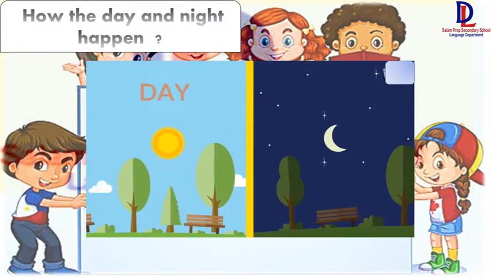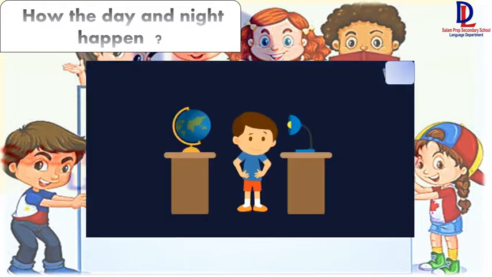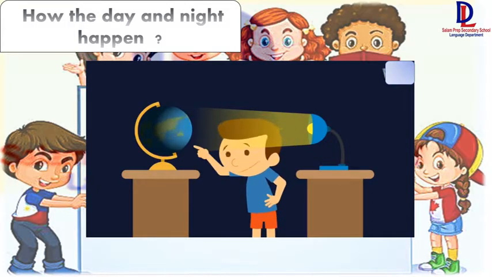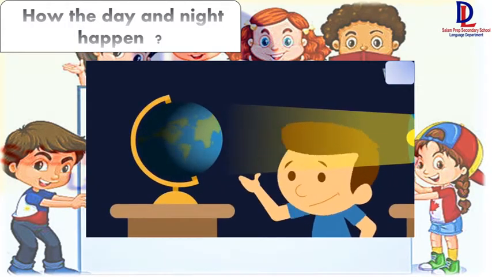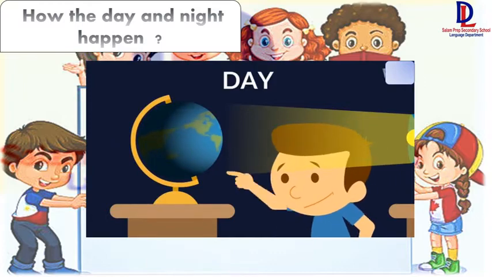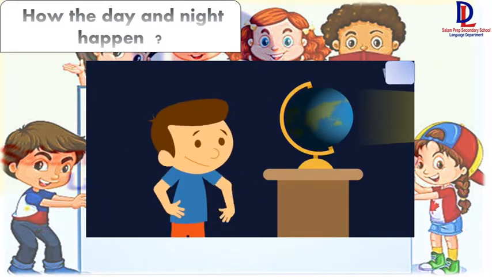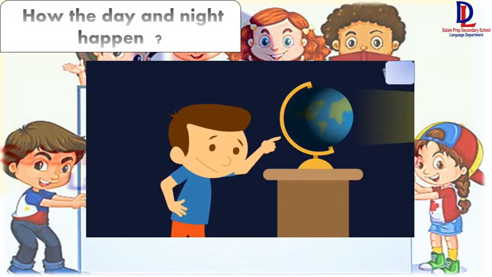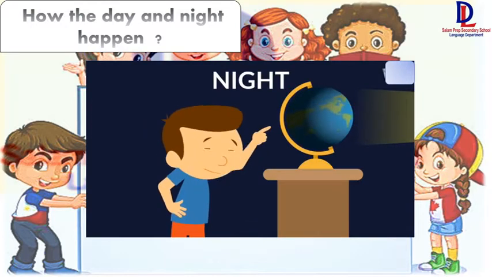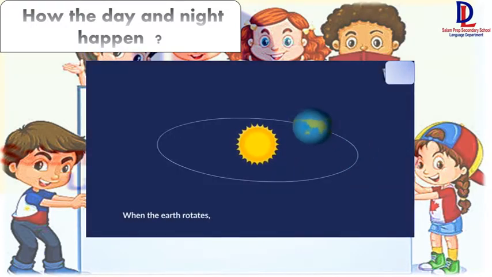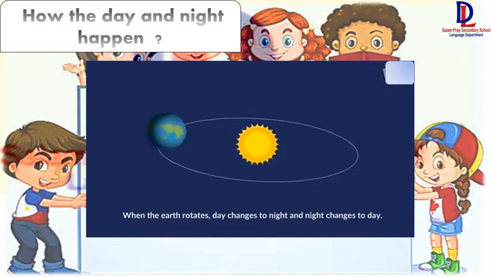Let's see why we have days and nights. Let's assume this globe is our Earth and this lamp is the sun. Now, look closely. The light is shining only on one side. This is day. Now look at the other part and you can see it's dark. This is night. When the Earth rotates, day changes to night and night changes to day. That's how the rotation of the Earth causes day and night.